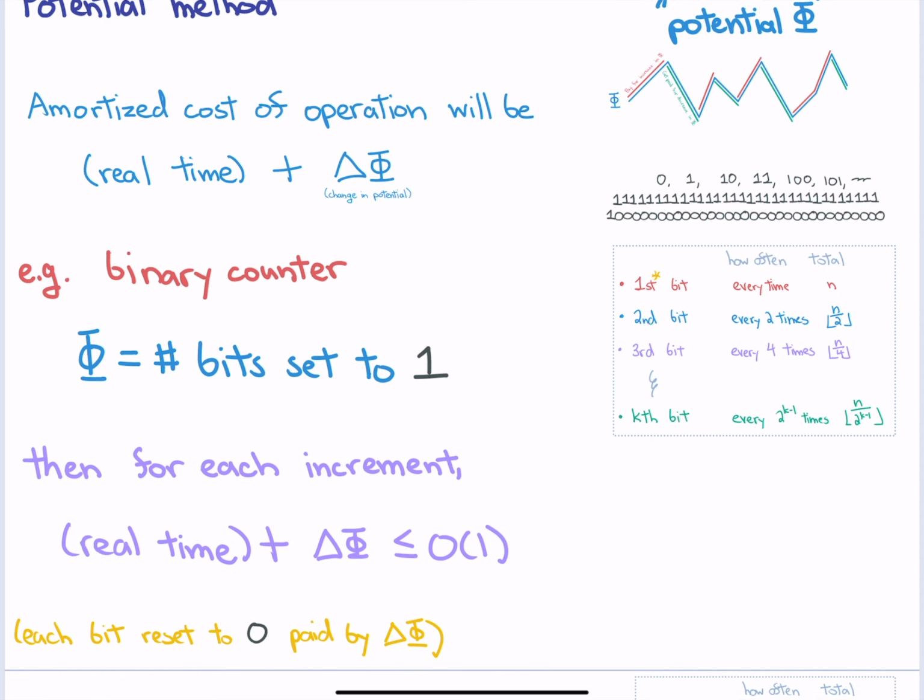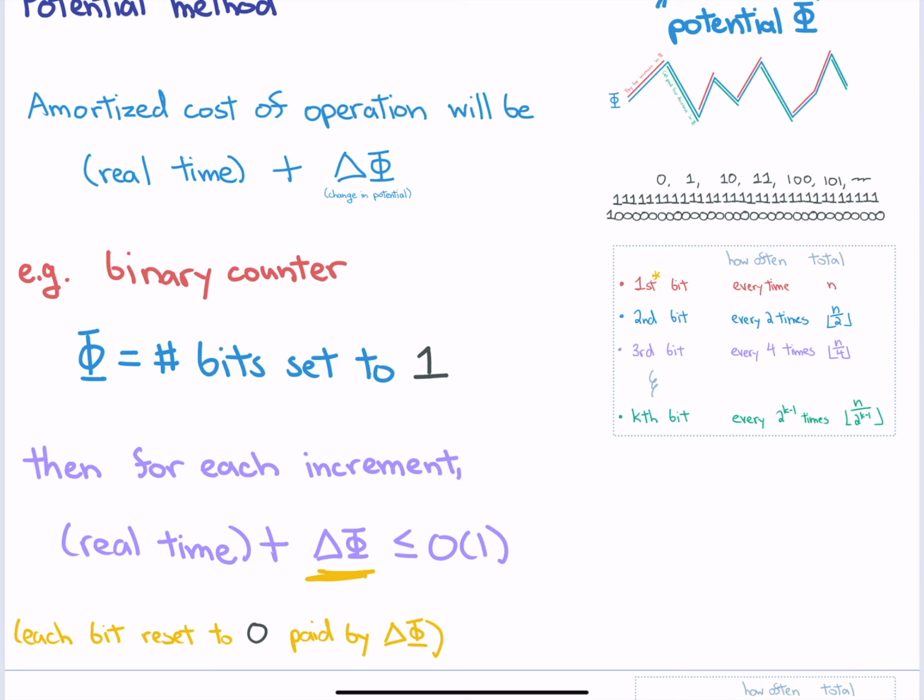Okay, so let me actually highlight this. I was being a little lazy. When I write delta phi, that means the change in potential. It's just shorter to write than change in potential. So imagine at the very beginning you have an empty binary counter set to zero. The potential is zero. In the first iteration, one of the bits becomes one. The potential becomes one, and you also paid one in running time. So the amortized cost would be one plus one, which is two. So it's bounded by a constant.